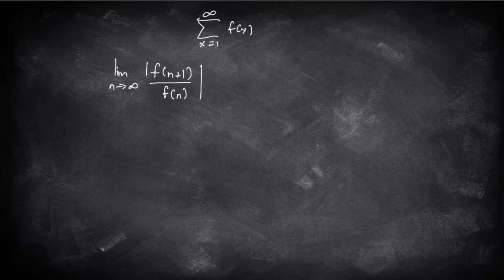So if we're given a summation from 1 to infinity of f of x, and we take the limit as n approaches infinity of the absolute value of f of n plus 1 over f of n, and it comes out as some limit L, then if that limit is less than 1, it's going to be converging. However, if the limit is greater than 1, or if the limit doesn't come out as a number but infinity, then it's going to be diverging.